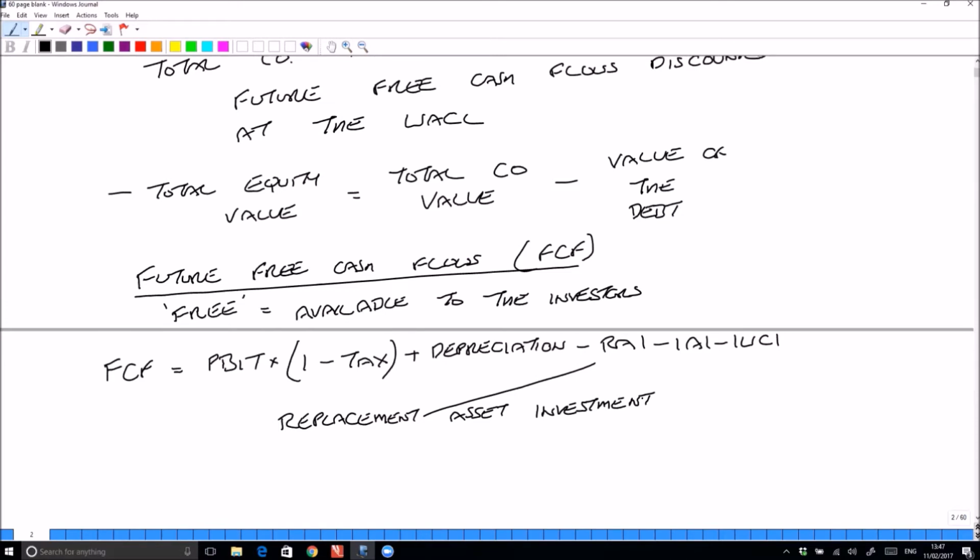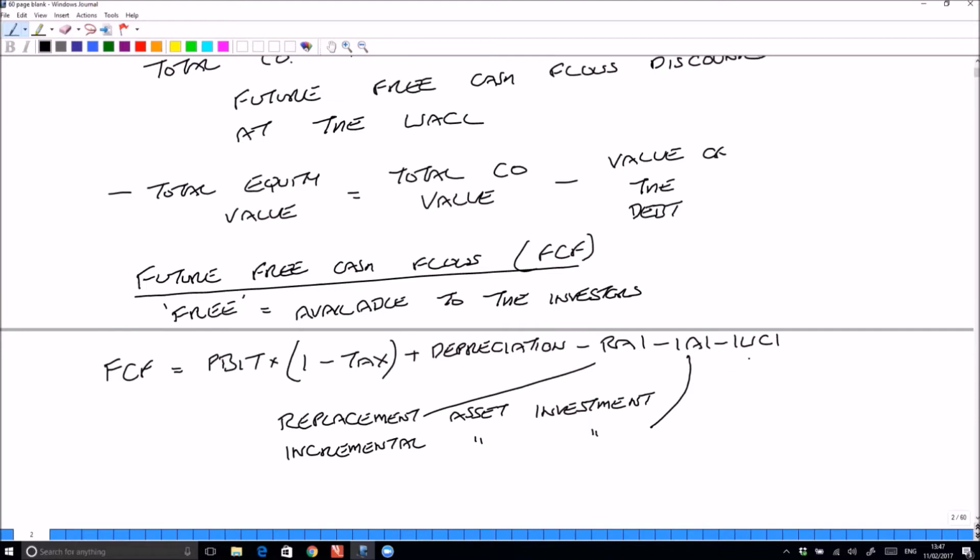It's simply the cash the company needs to spend in order to maintain the company's current operating capability. In other words, replacing old machines, etc. And it's just to maintain the company's current operating capability. What's the IAI? Well, that's incremental asset investment. And what is that? Well, that's the investment the company needs to make in order to grow the business. In other words, the incremental, the extra bits.